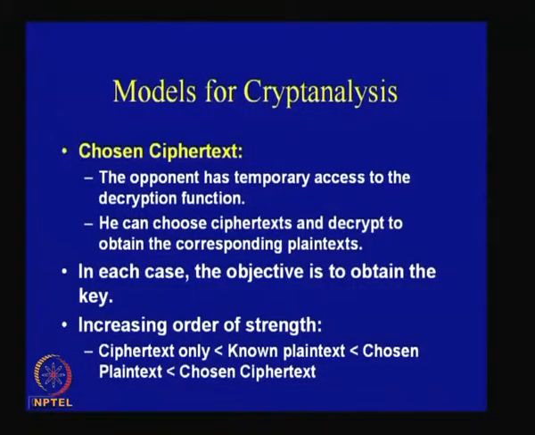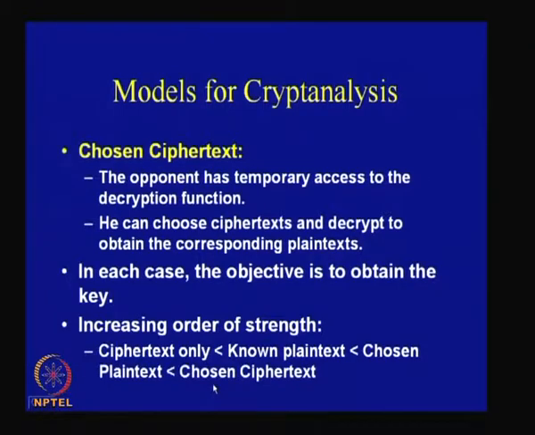So in each case, the objective is to obtain the key, and we can say that in increasing order of strength, the ciphertext only attacker is the least strong attacker. Then comes the known plaintext attack, then the chosen plaintext attack, and finally the chosen ciphertext attack, which is the strongest form of the attacker. Okay, so when you are designing a cipher, ideally you would like to look into the chosen ciphertext attack and say that my cryptosystem is protected against as strong a form of attack as the chosen ciphertext attack, right? So ideally I would like to counter even the chosen ciphertext attack.